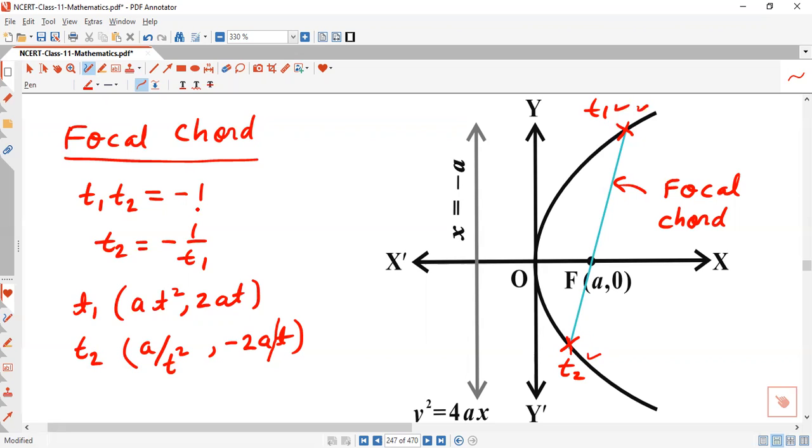Many times in the paper the question gives one end of the focal chord and asks for the second end. That is very easy. If one end is (at square, 2at), then the second end coordinate will be (a upon t square, minus 2a upon t).